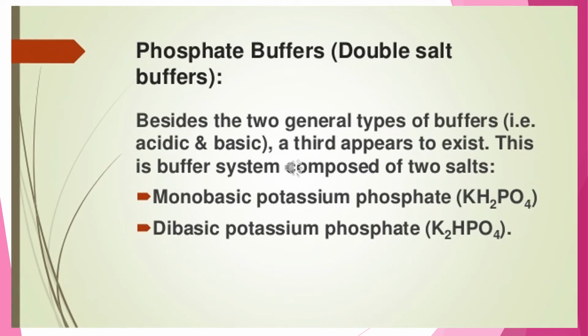Phosphate buffer, that is, a double salt buffer. Besides the two general types of buffer, acidic and basic, a third appears to exist. This buffer system has two salt components: monobasic potassium phosphate, KH2PO4, and dibasic potassium phosphate, K2HPO4.